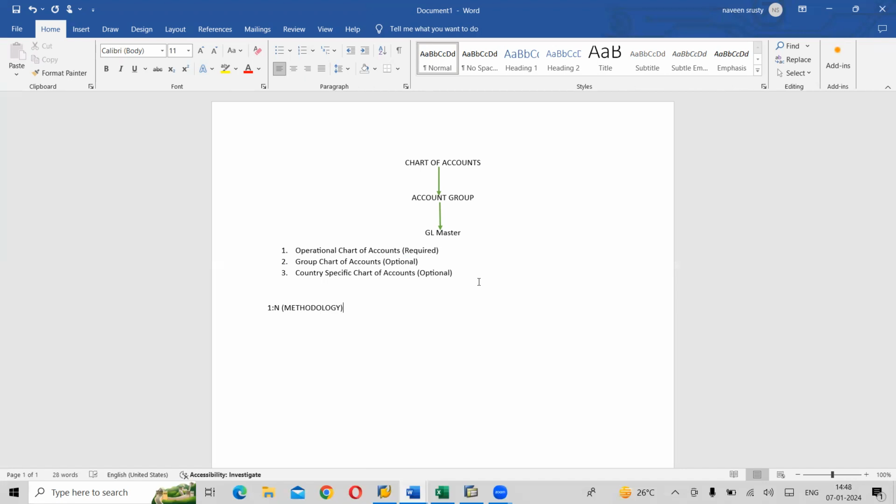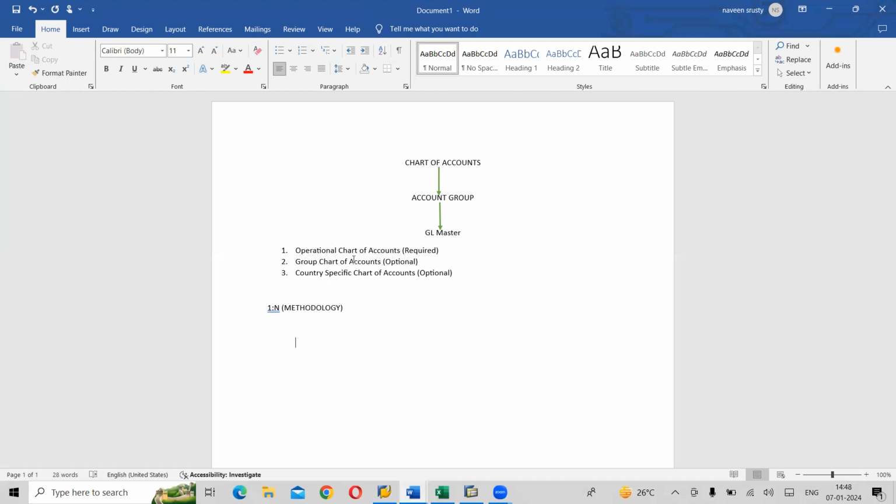For example, I'm having my chart of accounts. We can give the chart of accounts code up to 4 digits. That could be alphabets, numeric, or alphanumeric. Whatever chart of accounts we are talking about, that chart of accounts code can have a maximum of 4 characters.